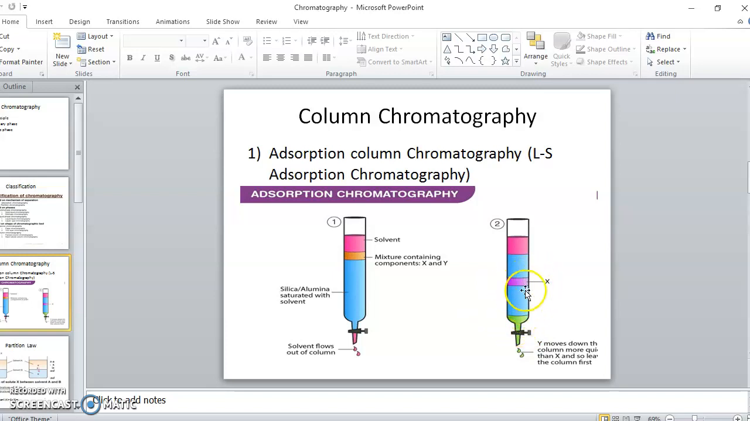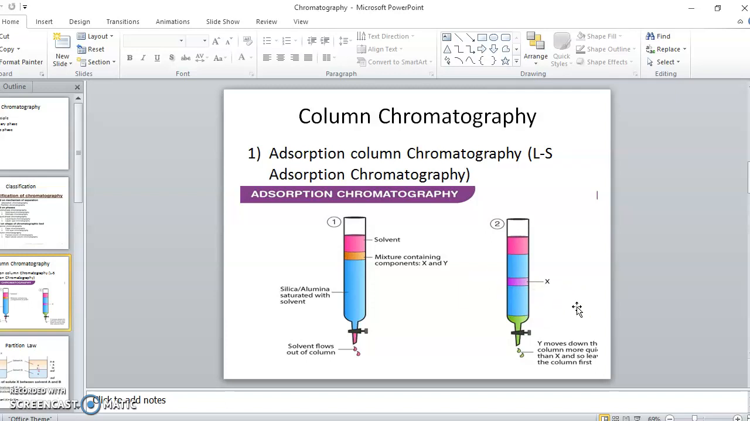X is at the top because it has higher adsorption, while Y has a lesser rate of adsorption. So the components get separated. It is based on the mechanism of adsorption, or you can say it is based on differential rates of adsorption. Different components have different rates of adsorption. That's why they get separated.